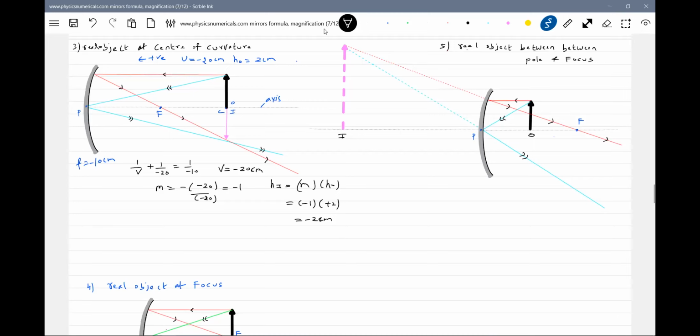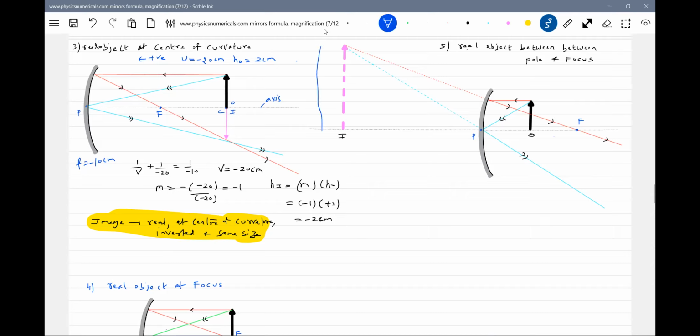Now, where is the object? A real object at the center of curvature. What about the image? The image will be real, at the center of curvature, inverted and the same size. Okay, all this corresponds to this one.